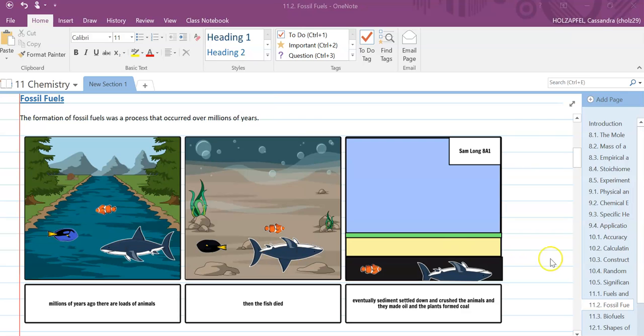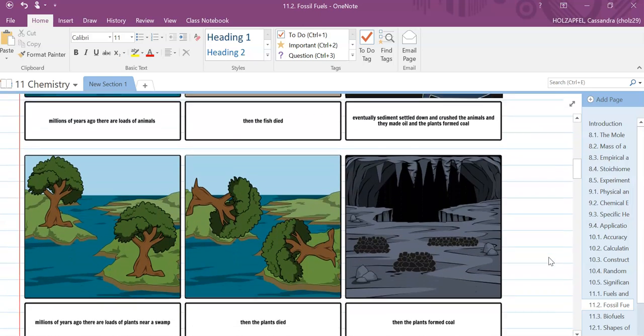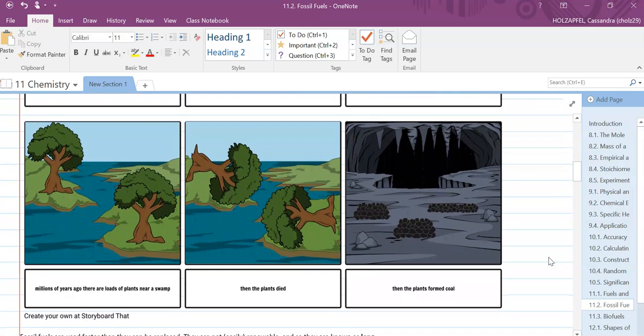The other kind of fossil fuel that we have, a slightly different kind of fossil, is plant material from coal. And again, this needs to happen in some sort of environment where there's a lot of water. And again, it's because we want to try and remove oxygen from this equation. And just like with the animals, eventually there would be sediment that would cover over the top of these plants. And with the pressure and heat and lack of oxygen, coal is then formed.